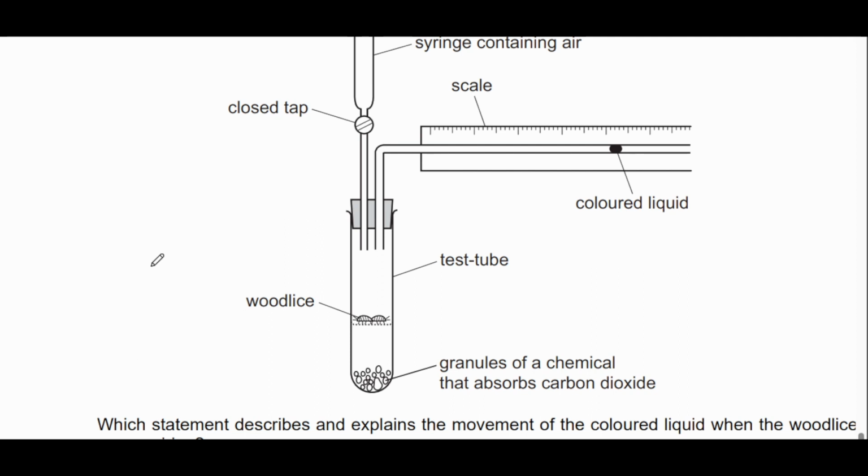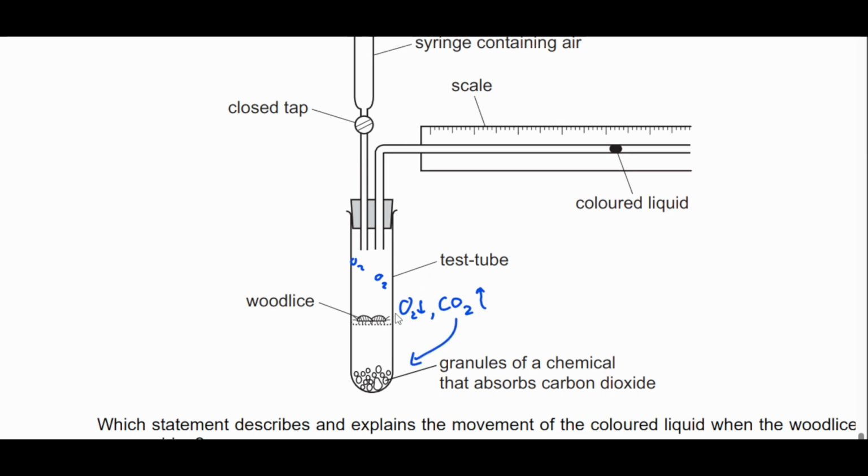Okay, so in this scenario, the chemicals will absorb the carbon dioxide, right? And there will be oxygen molecules in the test tube from the air. So the wood lice will respire and they will release CO2. Okay? They will take up the oxygen and they will release CO2. However, the CO2 is being absorbed by the chemical.